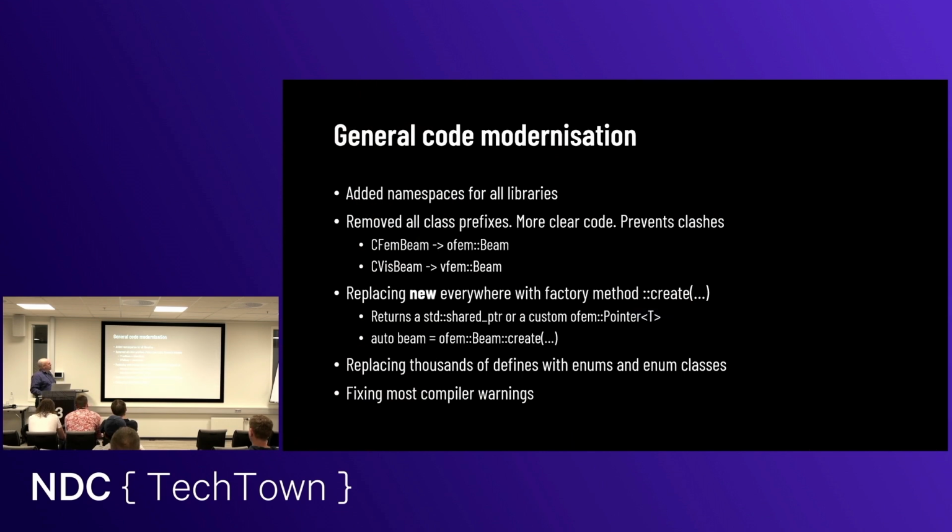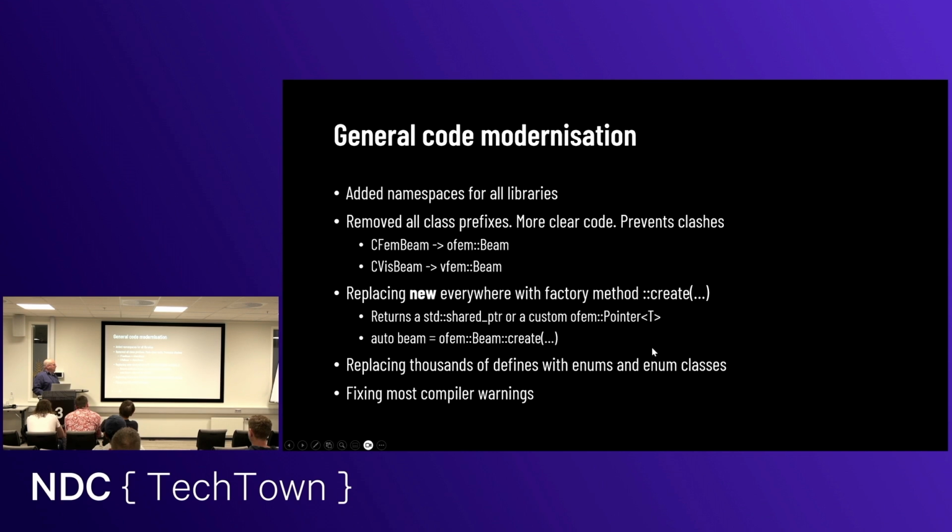I did some general code modernization: namespaces for all libraries, removing all the strange class prefixes I had. I actually used some of the tools that are built into Visual Studio Code to do some of this. Replacing new everywhere. I found new everywhere I looked in my code. I know that Klaus said something else, but I call it factory method. I have added create methods to all my classes that return a smart pointer. So you can do stuff like this here, auto beam create.